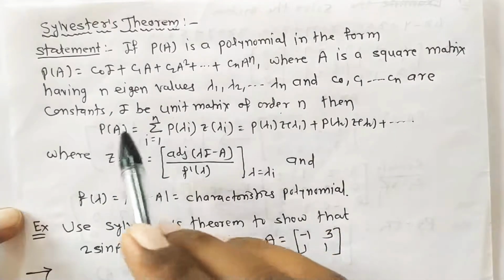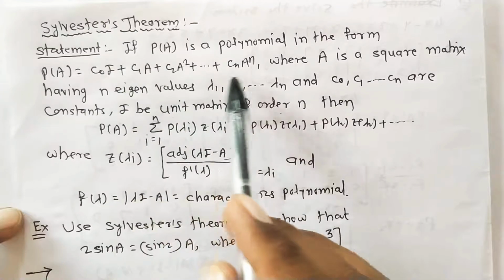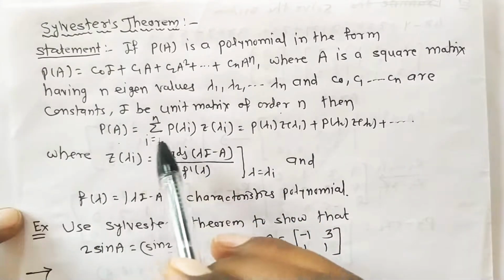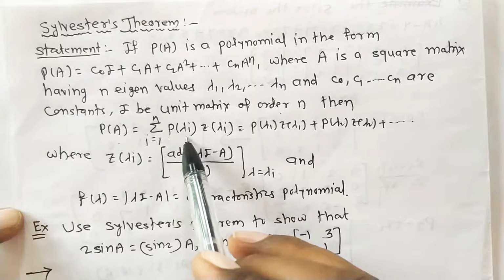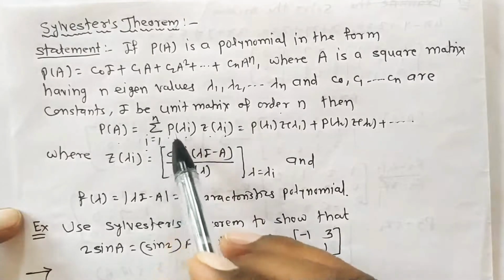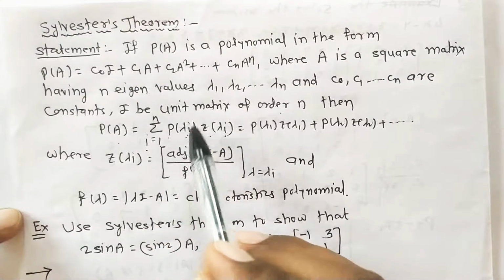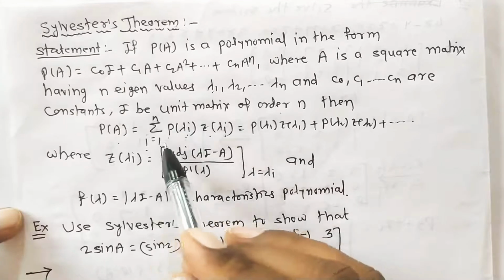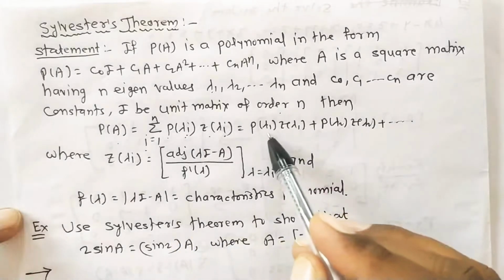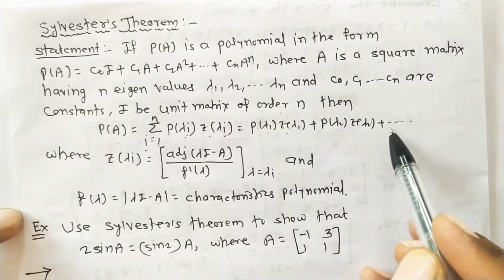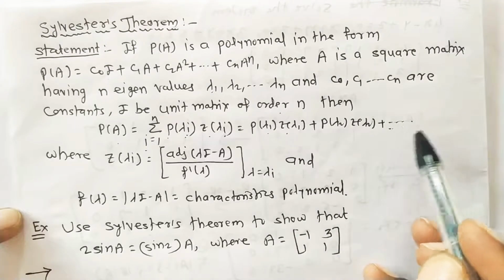Then using Sylvester theorem we can write the value of this polynomial, means P of A is equal to summation of P of lambda i into Z of lambda i, i varies from 1 to n. What is this lambda i? These are the eigenvalues, that is lambda 1, lambda 2, lambda n. So if we expand this series, then we will get P of lambda 1 Z of lambda 1 plus P of lambda 2 Z of lambda 2 plus P of lambda 3 Z of lambda 3 plus so on.